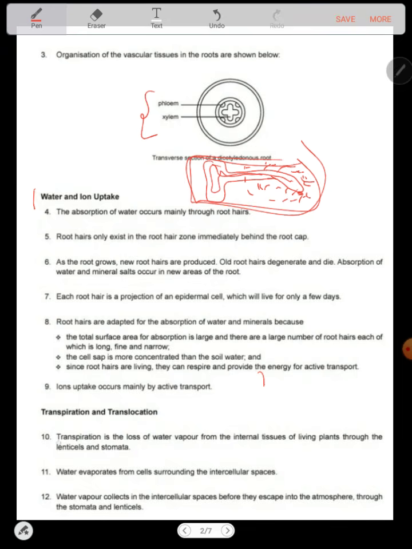What is transpiration? Transpiration is the loss of water vapor from the internal tissues of living plants through the lenticels and also the stomata. Water evaporates from cells surrounding the intercellular spaces. Water vapor collects in the intercellular spaces before it escapes into the atmosphere through the stomata and the lenticels.